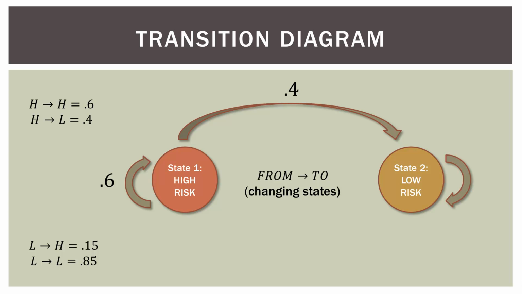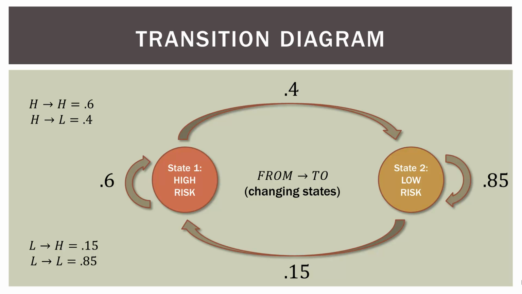Now for state 2, if we're starting here, we can go back in the low risk. That's a probability of 0.85. Or we can be moved in the high risk category, which is a probability of 0.15. And congratulations, you just did your first transition diagram.